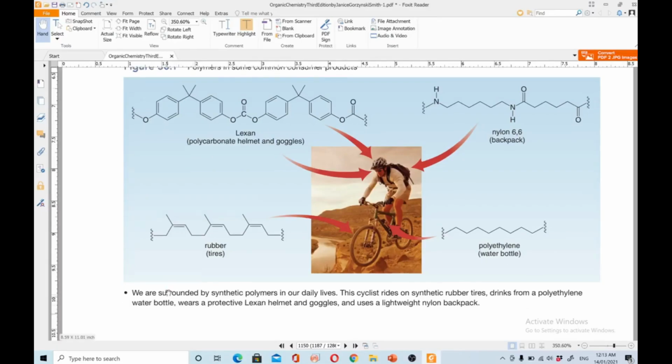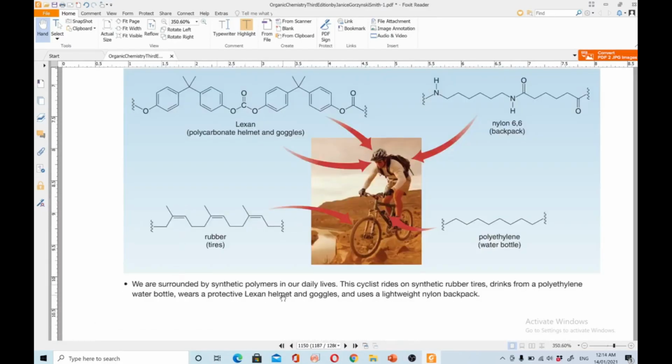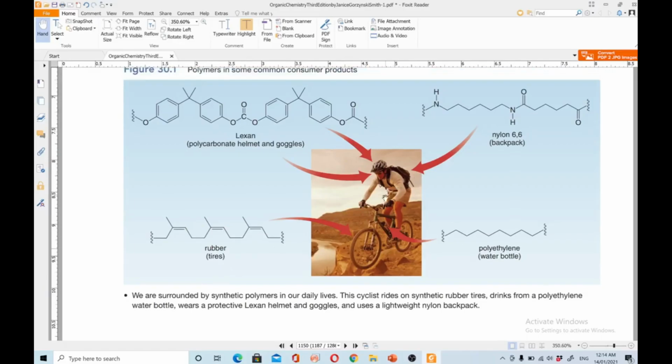As is mentioned in the book, we are surrounded by synthetic polymers in our daily lives. This cyclist rides on synthetic rubber tires, drinks from a polyethylene water bottle, wears a protective Lexan helmet and goggles, and uses a lightweight nylon backpack. So all the things this bicyclist uses are made up of polymers.